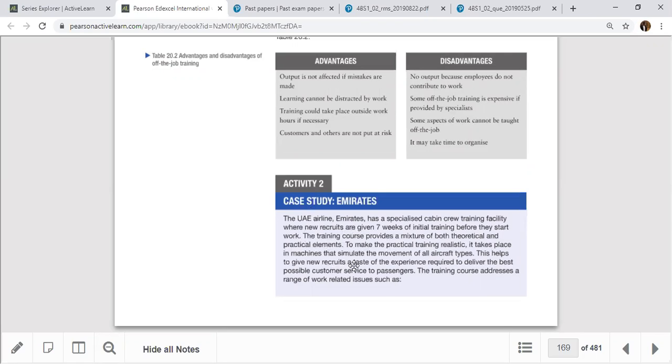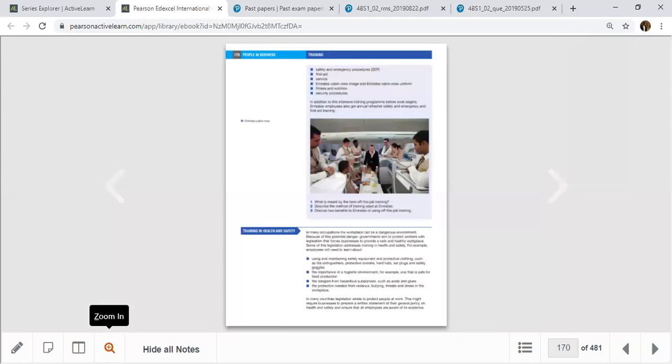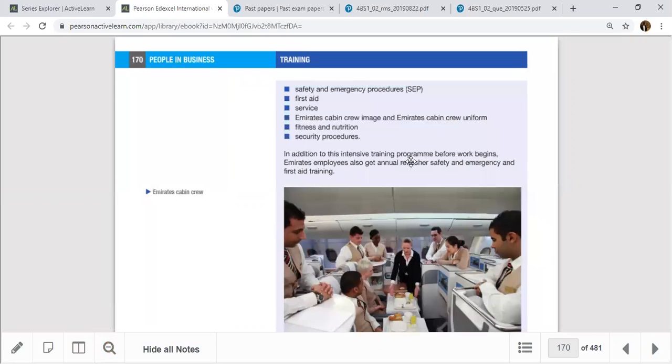The training course provides a mixture of both theoretical and practical elements. To make the practical training realistic, it takes place in machines that simulate the movement of all aircraft types. This helps to give new recruits a taste of the experience required to deliver the best possible customer service to passengers. The training course addresses a range of work-related issues such as, so what are the training issues?